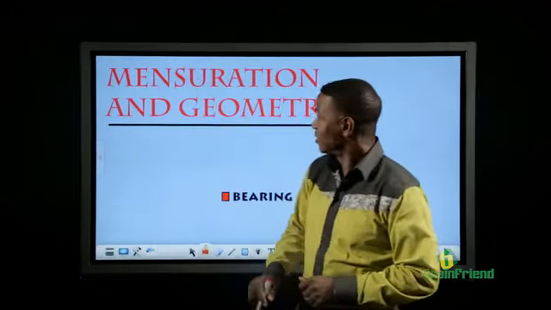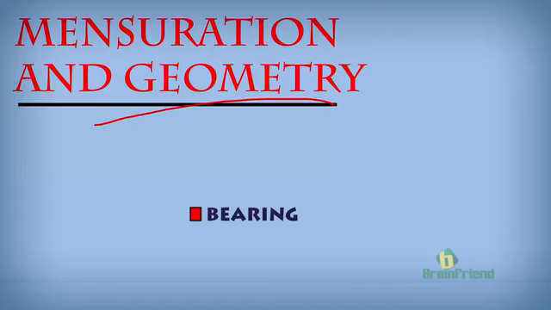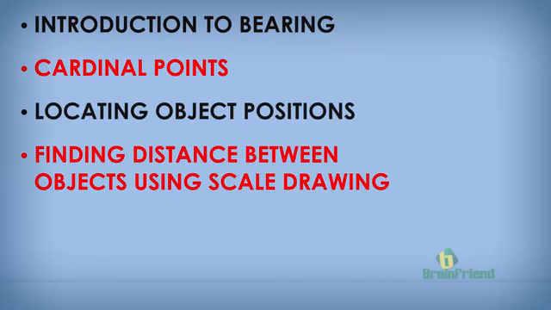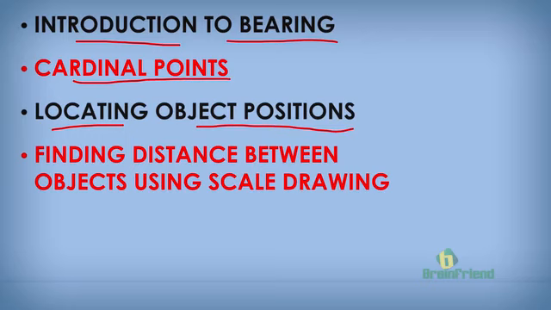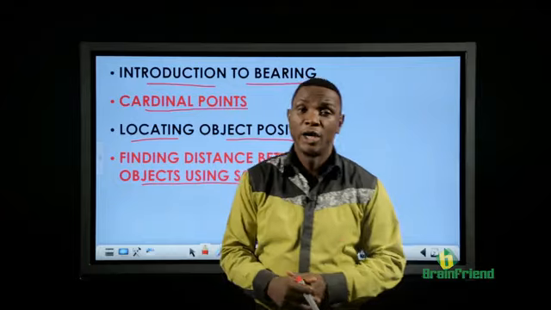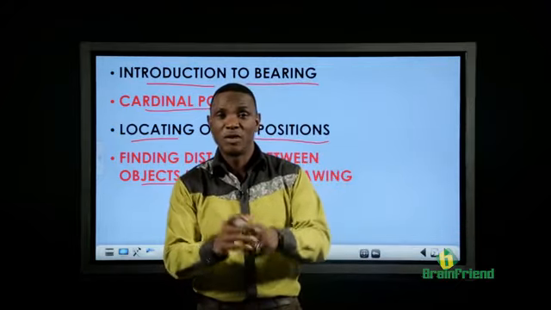Today we'll be looking at the theme mensuration and geometry, and our topic for today is bearing. Now here are the things that we will be learning today in our class. First, we'll get an introduction to what bearing is all about. We'll also know what cardinal points are. We'll find how to locate object positions using bearings. And finally, we'll learn how to find the distance between objects using scale drawing. It promises to be an exciting class. Are you ready to begin?